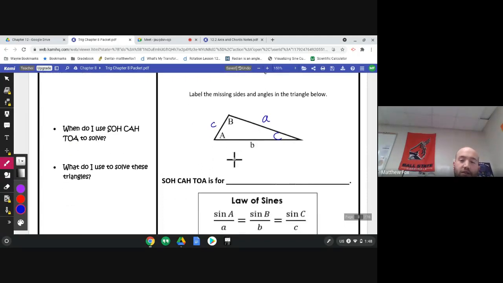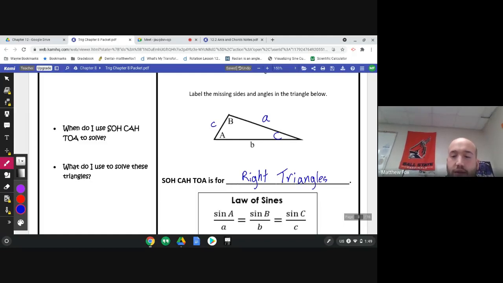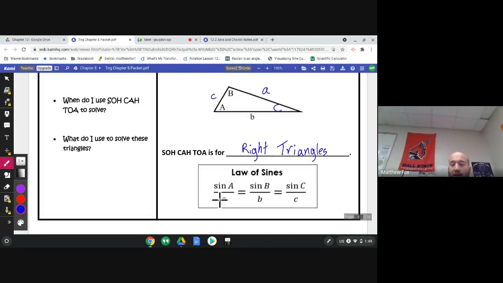As I mentioned at the beginning, SOHCAHTOA is only for right triangles. When we don't have right triangles, we can use something called the law of sines. What this tells us is that the sine of A divided by side A is equal to the sine of B divided by side B, which is equal to the sine of C divided by side C. These are always going to be true.